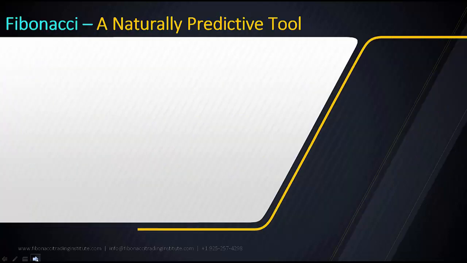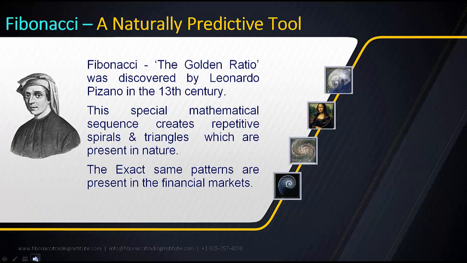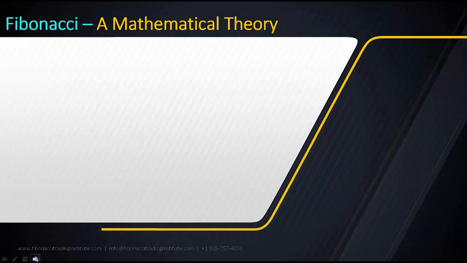Fibonacci strategies start with this. Fibonacci golden ratio was discovered by Leonardo Pisano in 13th century. This special mathematical sequence creates repetitive spirals and triangles which are present in nature. These exact same patterns are present in financial markets.